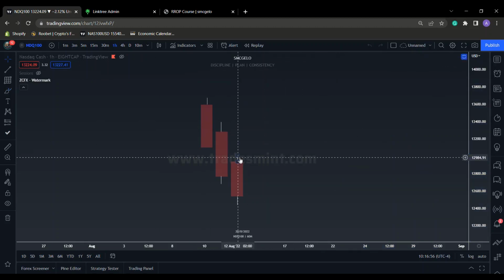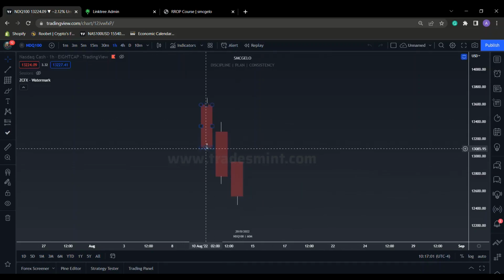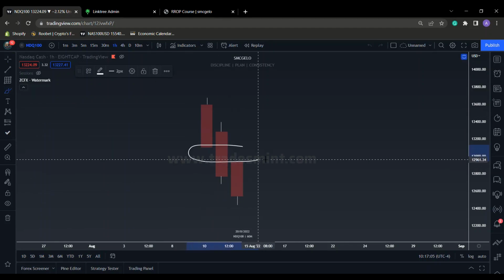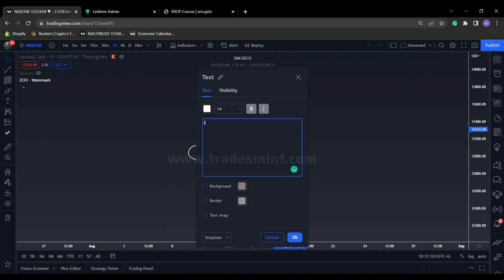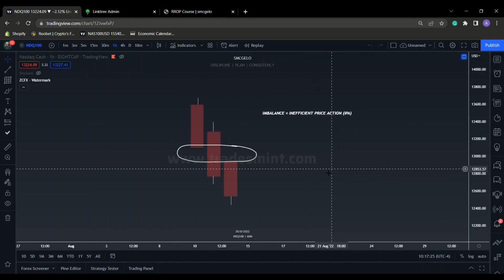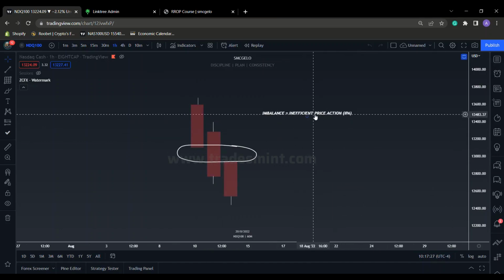So being put, if there was, like I said, no wick on this one and no wick on this one, and there was this inefficiency right here, this is imbalance. So imbalance, inefficient price action, and that is why I mark it up always as IPA. It's just always how I've done it. That's how I go by. Inefficient price action.